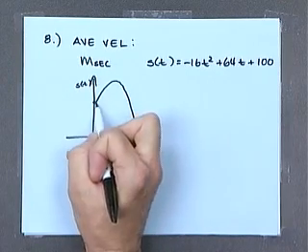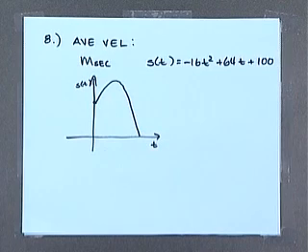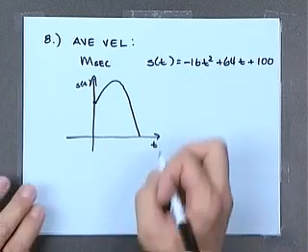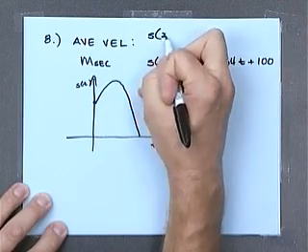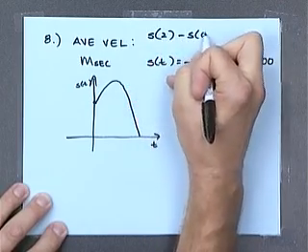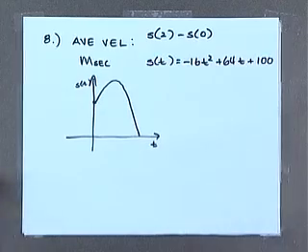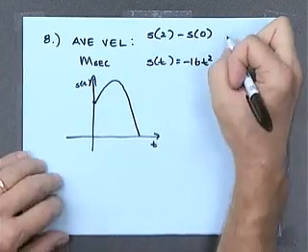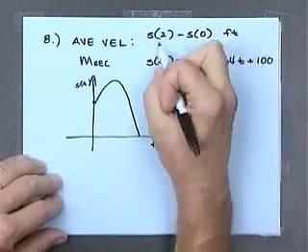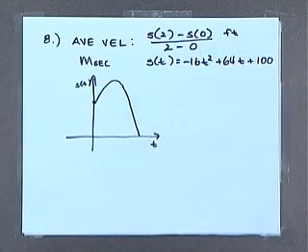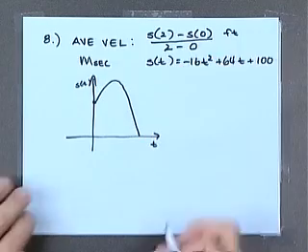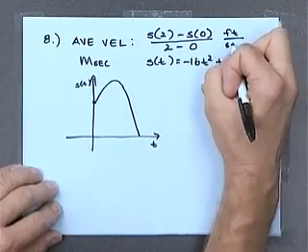It starts here at 100. At time 0, that's its position. We want to know during the first 2 seconds. Well, if we want average velocity, we need the position at time 2 minus the position at time 0. What is the position or height? What unit is that? That's feet, divided by 2 minus 0. That's time. Time 2 minus time 0. That unit is what? Seconds.